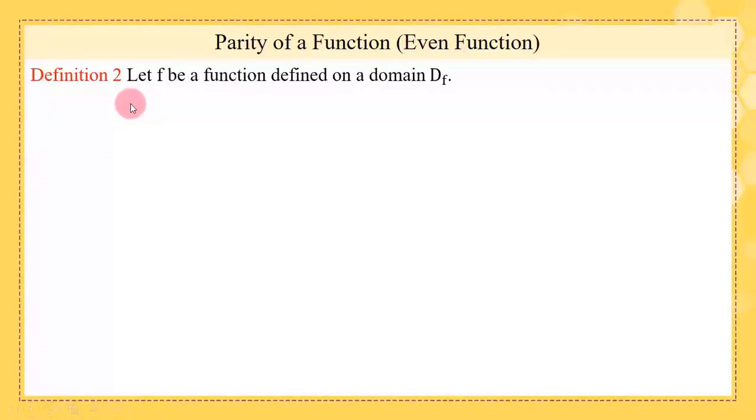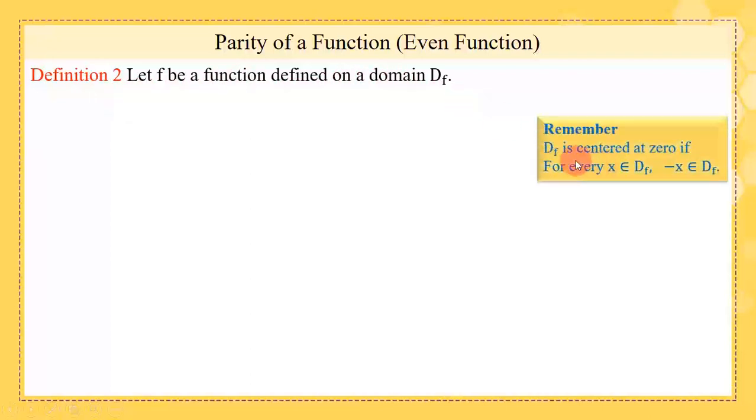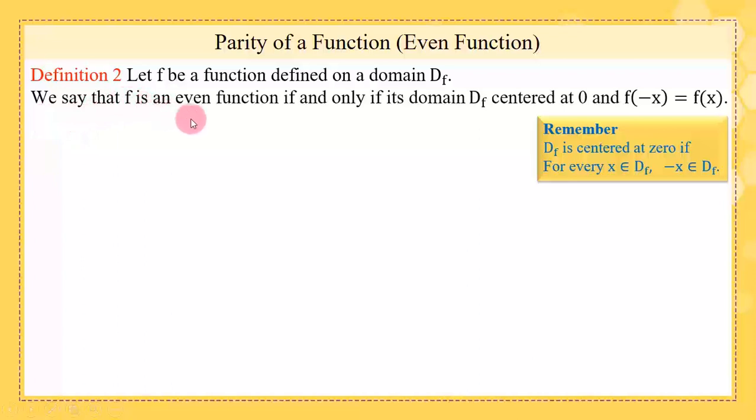Parity of a function, even function. Definition 2. Let f be a function defined on a domain D of f. Remember that D of f is centered at 0 if for every x that belongs to D of f, negative x also belongs to D of f. We say that f is an even function if and only if its domain D of f is centered at 0 and f of minus x equals f of x.